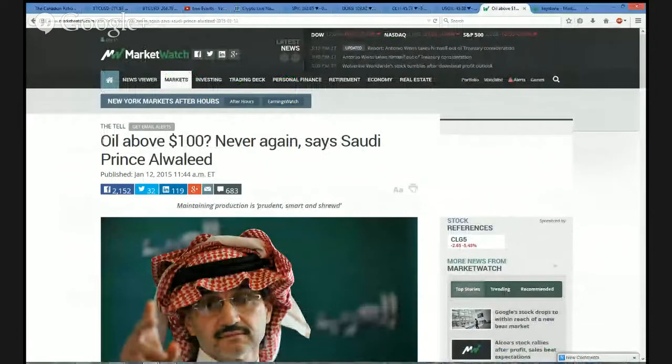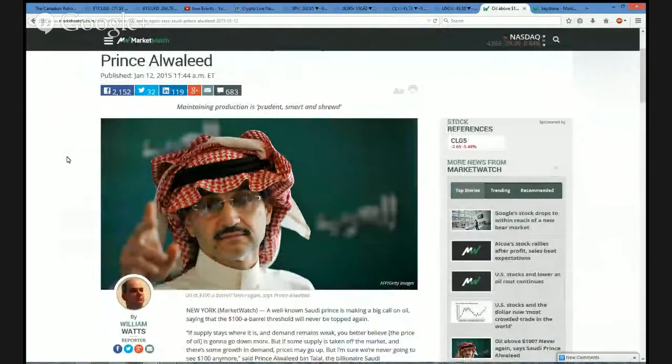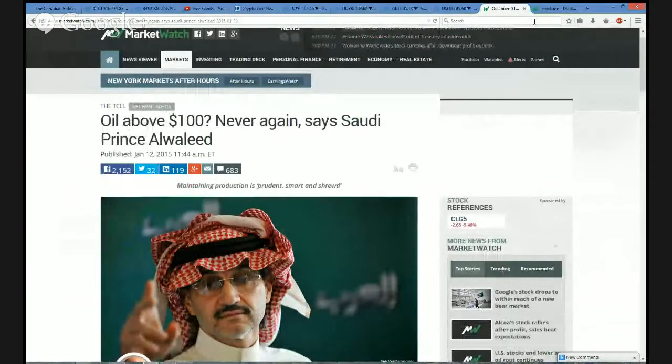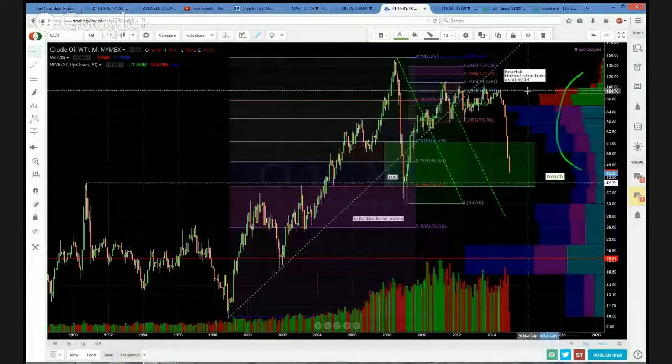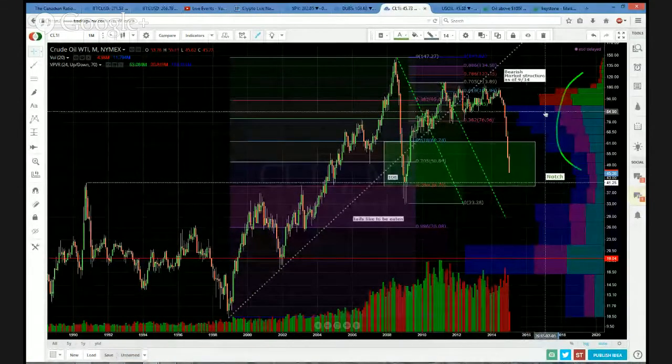So, all right, why don't we leave it at that? Just a couple other things. Thought it was interesting fundamentally. A Saudi prince came out and said we'll probably never see oil above 100 again. If we look at the price charts, we look at the POC, here's $100 up here. I hate to say it, but I think he's probably right.